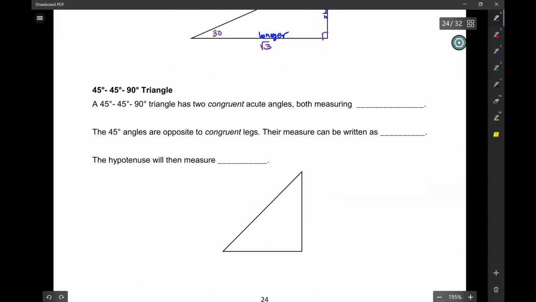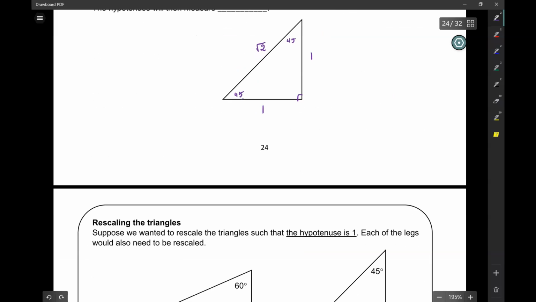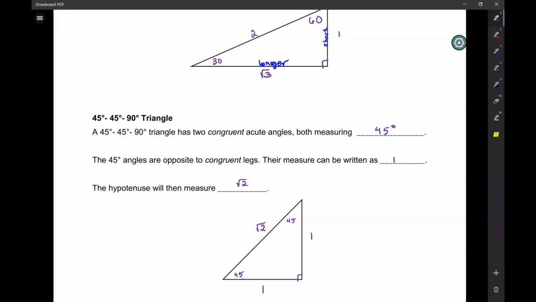Moving on to the 45, 45, 90, there is the 90-degree angle right there. These two are congruent acute angles, and they each measure 45 degrees. And now they're opposite to congruent legs, which means their measures can be written as 1 and 1. And then the hypotenuse will measure how much? √2. Okay? All right, now, so these, again, nothing new here.